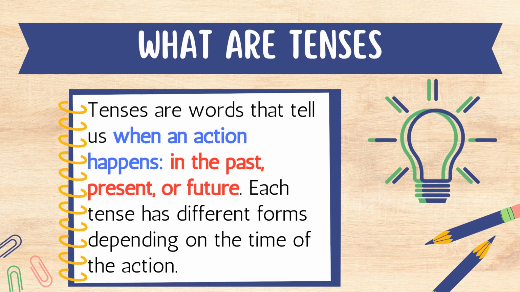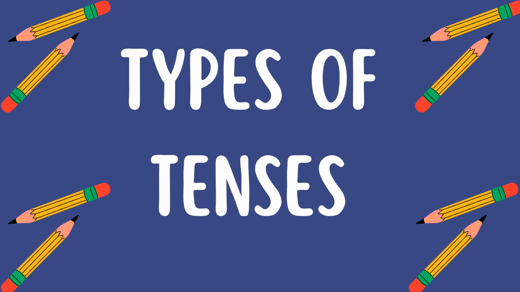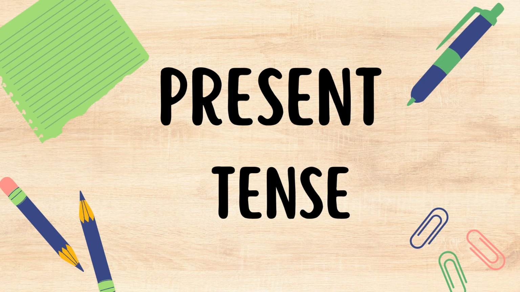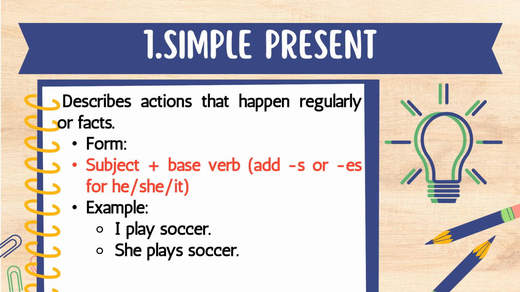So we will discuss one by one how many types of tenses we have. So we have present tense, past tense and future tense. But present tense, past tense and future tense have further divisions. Like if we are discussing the present tense, its first type is simple present tense. So what is a simple present tense?